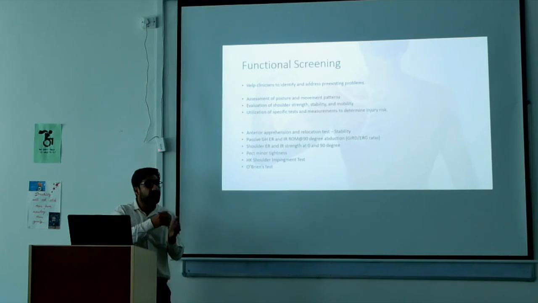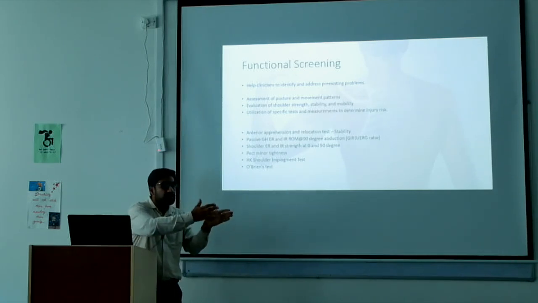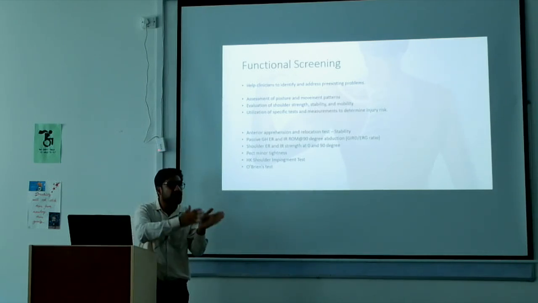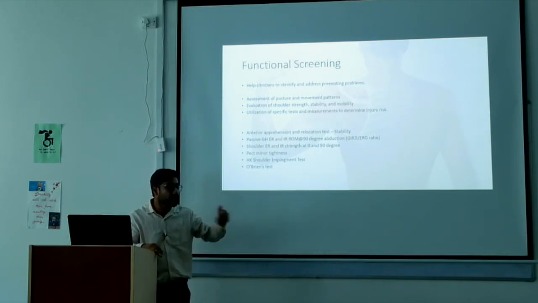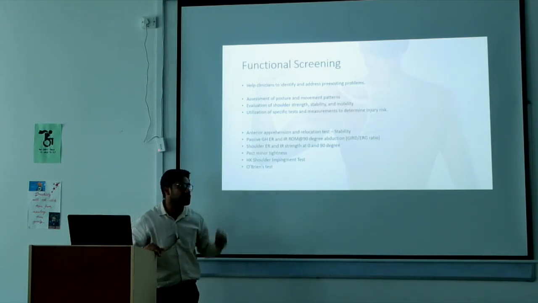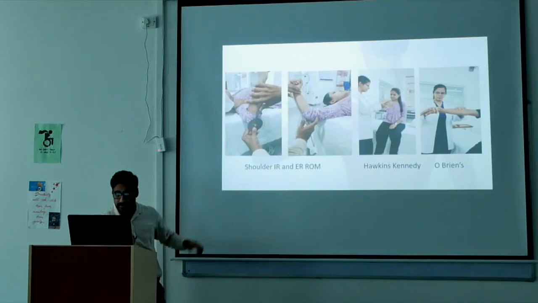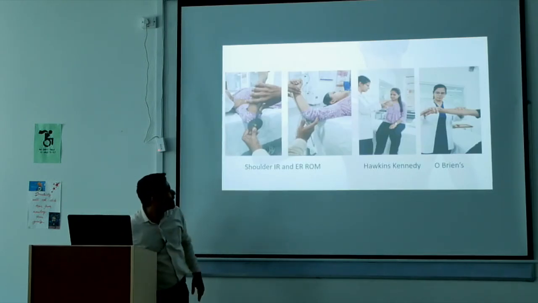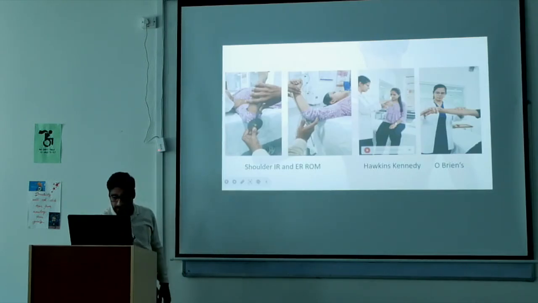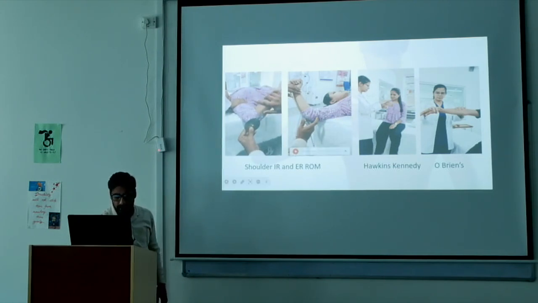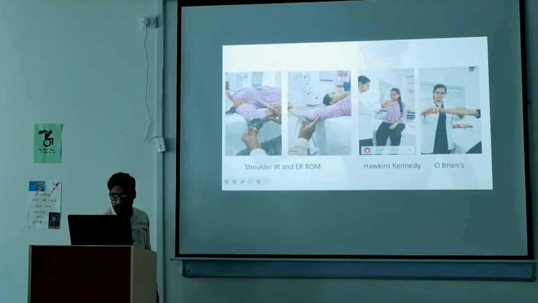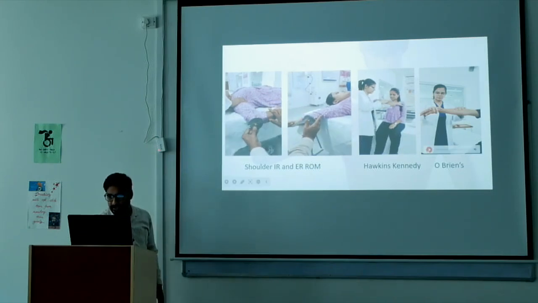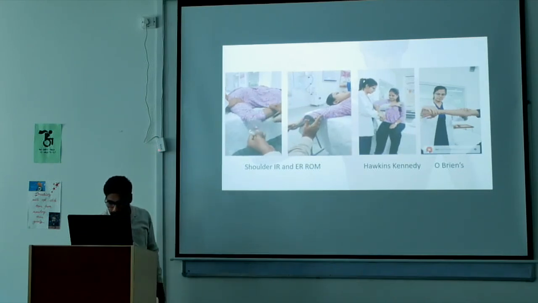So we were able to find out that these players are prone to injury. These are susceptible players. So we worked on that so as to decrease the chances of injury. These are a few of the videos which we did. Shoulder internal rotation, shoulder external rotation, range of motion, impingement test, O'Brien test.